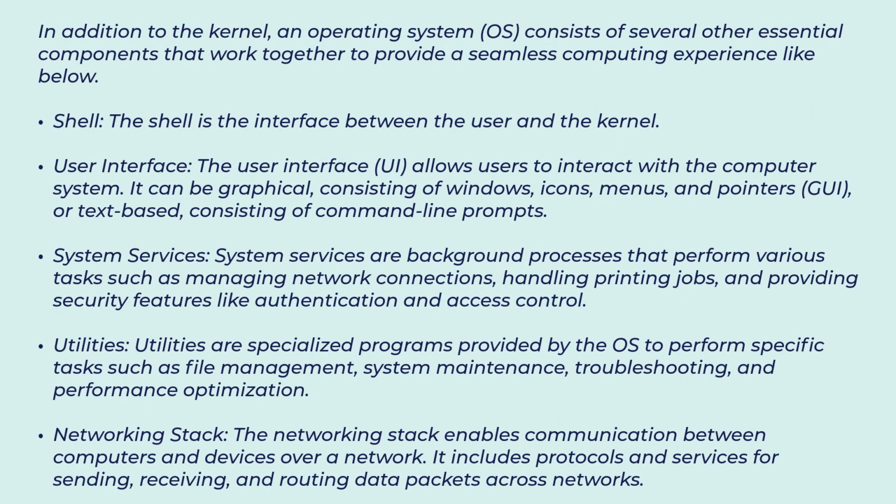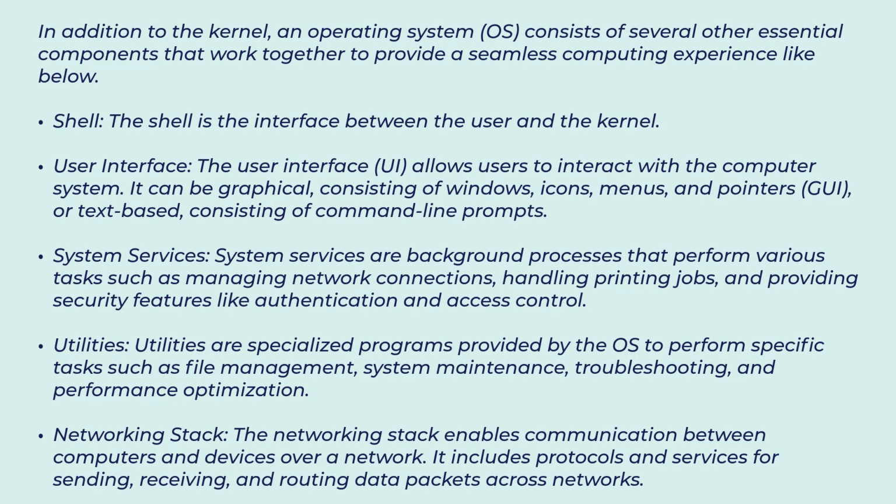So in addition to the kernel, an operating system consists of several other essential components that work together to provide a seamless computing experience. We have the shell, which is the command interpreter that takes commands entered by the user and executes them by communicating with the kernel. It's basically like bash or PowerShell. Then we also have the UI. We have system services. These are background processes that perform various tasks such as managing network connections, handling certain jobs, and providing security features like authentication and access control.